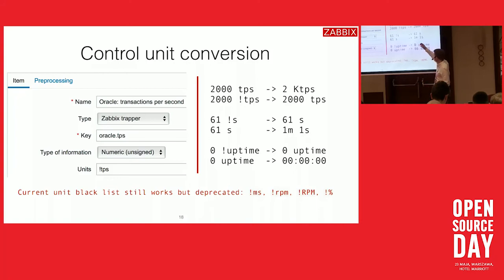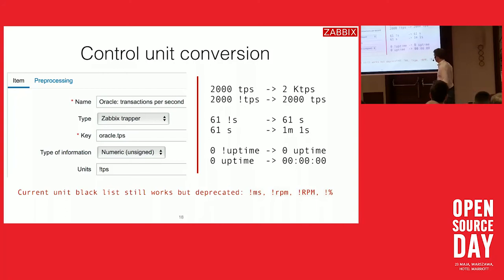Yeah, and same with transactions per second. Sometimes we really want to see a very clear and precise number. How many transactions per second do we have? Maybe, like in this case, 2,000. Yeah, 2,000 transactions per second, 2 kilo transactions per second. Maybe 2,000 exclamation mark transactions per second is 2,000 TPS. So sometimes it is quite a nice touch, but still very, very useful.